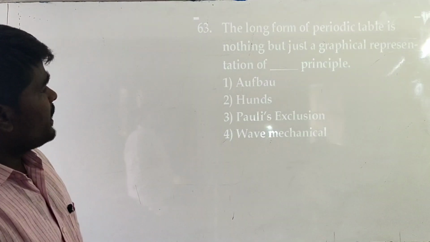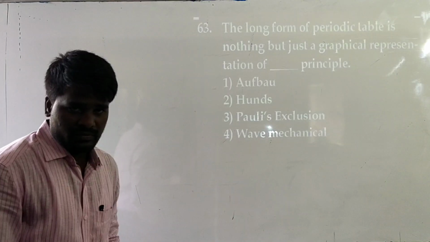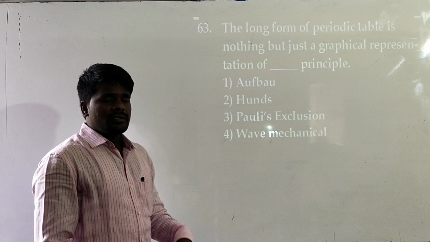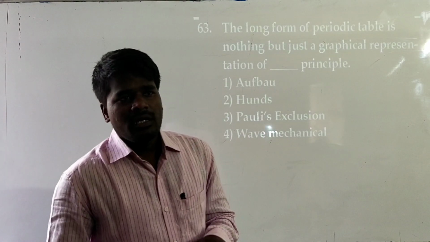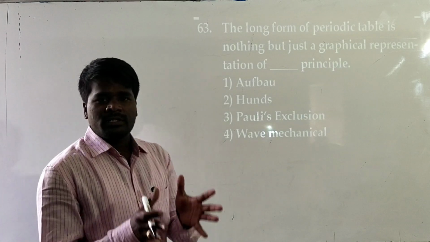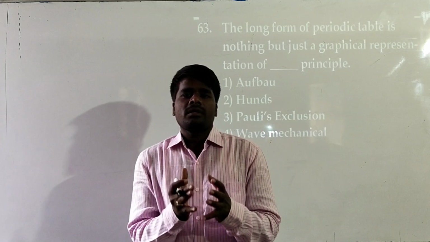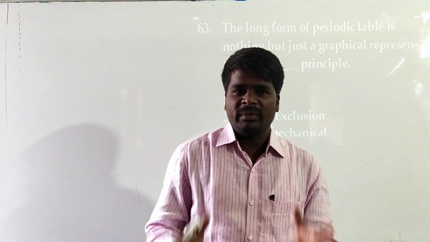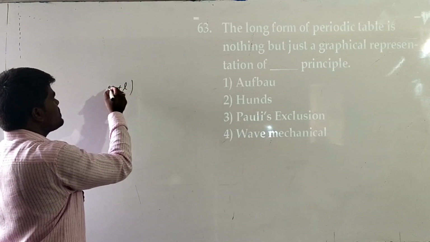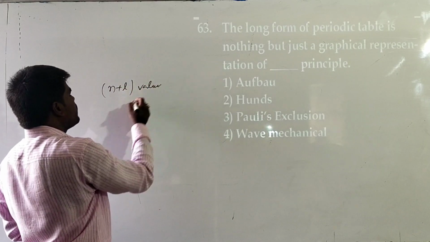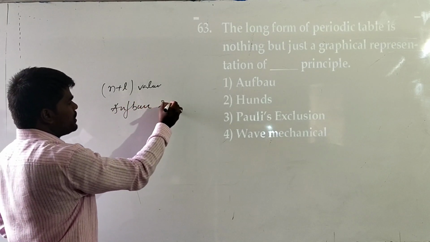The long form of periodic table is nothing but just a graphical representation of Aufbau principle, right? In the discussion of long form of periodic table, I have insisted on this particular point. The long form of periodic table is constructed based on the electronic configuration, and these electrons are arranged in the atomic orbitals according to their n plus l values. According to which rule is it? Half-bow rule. Half-bow rule it is.